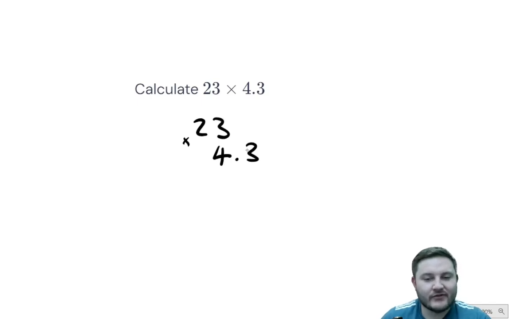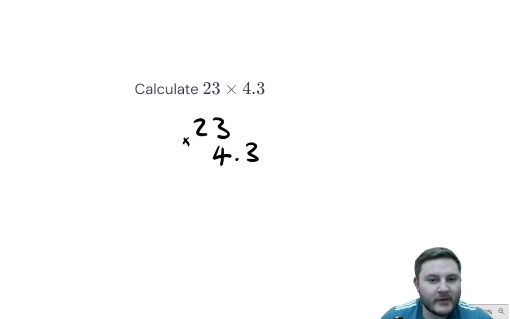Like, for example, this 3 times 3 is 9. Where does the 9 go? Or 4 times 3 is 12, but where does that 12 go? 2 times 3 is 6. Where does that 6 go? It can get really confusing for a lot of students. It is possible, but I would never recommend this.